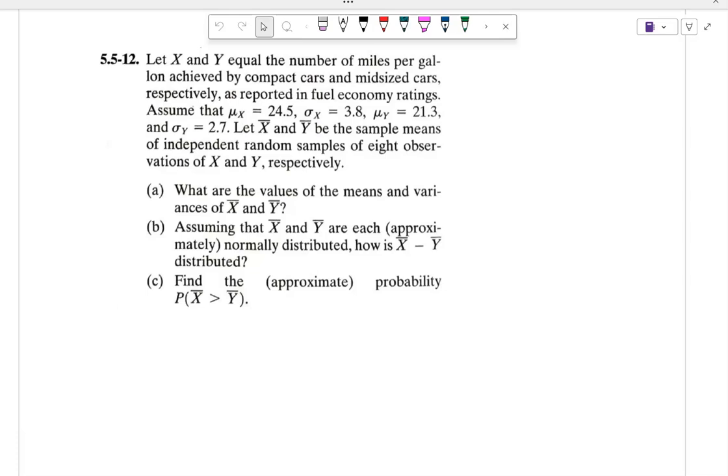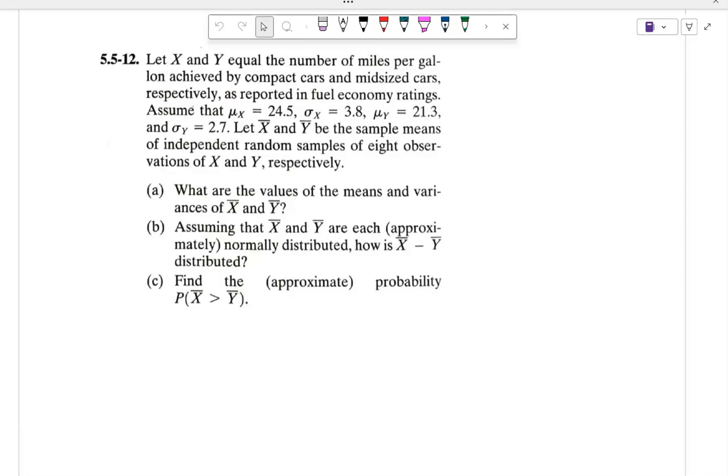Let's say we've got this problem here. They give you compact cars and mid-sized cars and means for each, standard deviations for each. And then they ask about how the means are distributed, how the difference of the means is distributed, and then calculate the probability here.